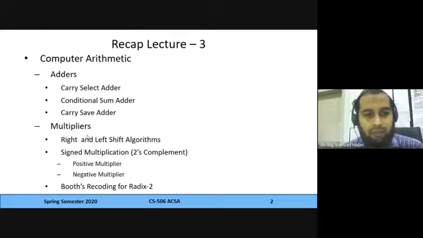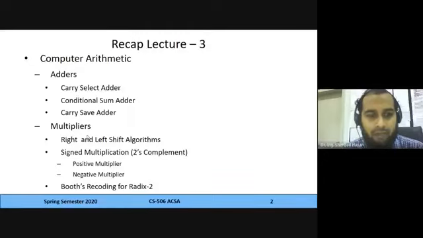Then we looked at signed multiplication as well. Initially we looked at unsigned multiplication, then signed multiplication for 2's complement numbers using a positive multiplier and a negative multiplier. A positive multiplier is the same as unsigned multiplication, except that the right shifts have to be arithmetic. That's the only change. When you're talking about negative multipliers, the last step has to be changed because the last bit has a negative weight, and that means the last step, instead of addition, should be subtraction.